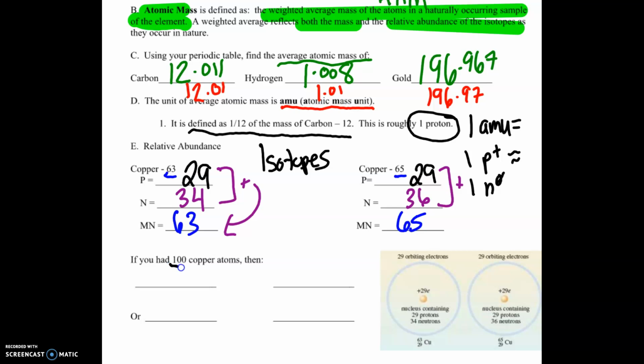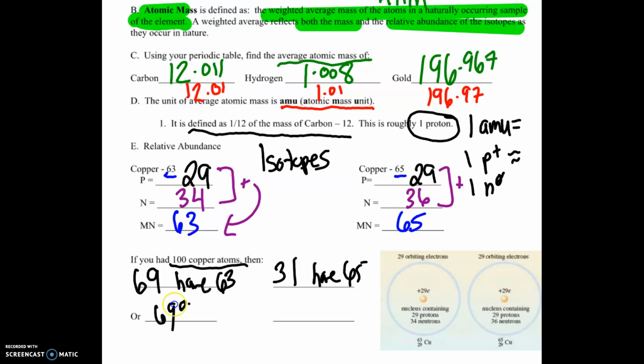However, if we take a sample of 100 random copper atoms from nature, you're going to find that every 69 of those have a mass of 63, and every, let's say 31 of those have a mass of 65. Or 69% of all copper is copper 63, and 31% of copper is copper 65. Now, if you actually Google that, you don't get a nice round number. It's like 69.2 and 30.8. I round it to make it easier for the problem. And if you add those together, you get 100%.